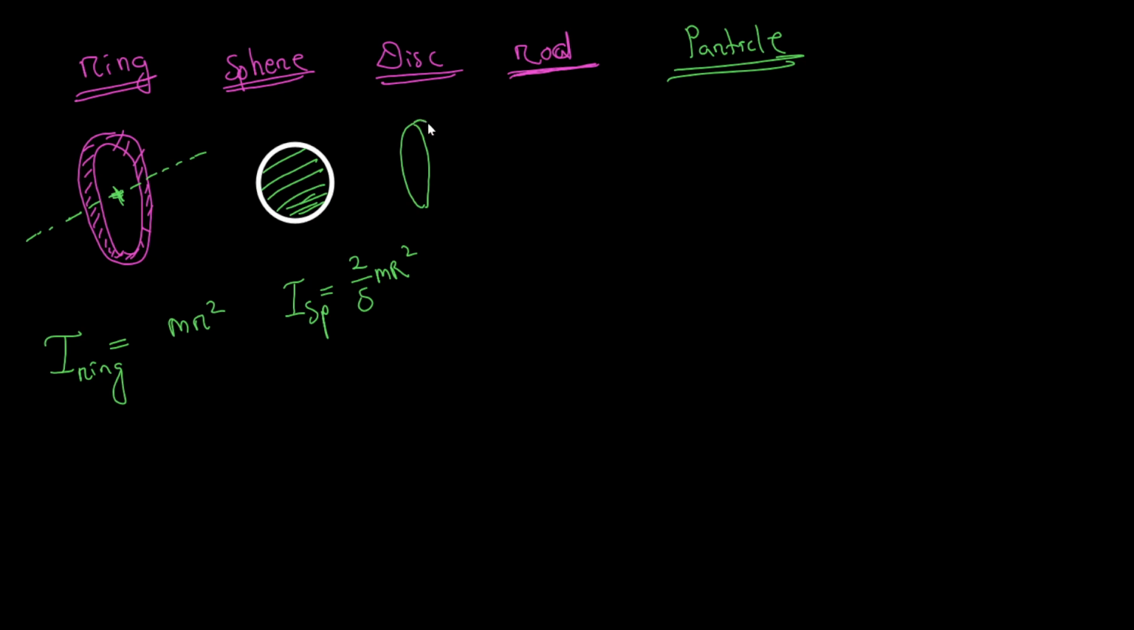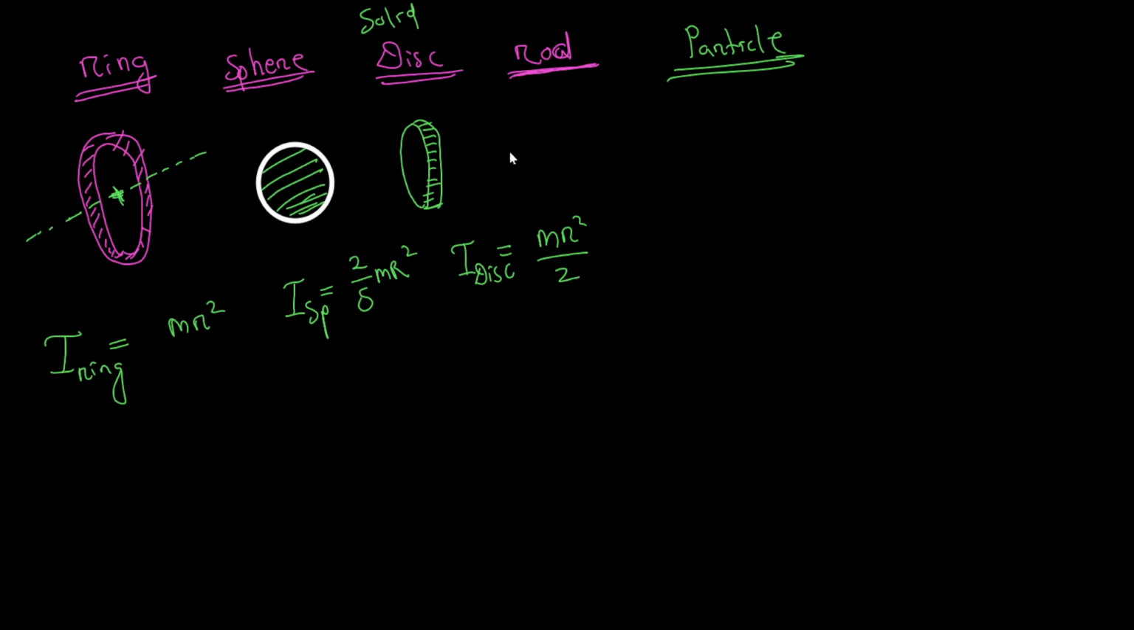If you take a disc like this, this is a solid disc, all the faces are like this. So this is a solid disc. In this case, I of the disc is nothing but mr square by 2, the half of the ring.